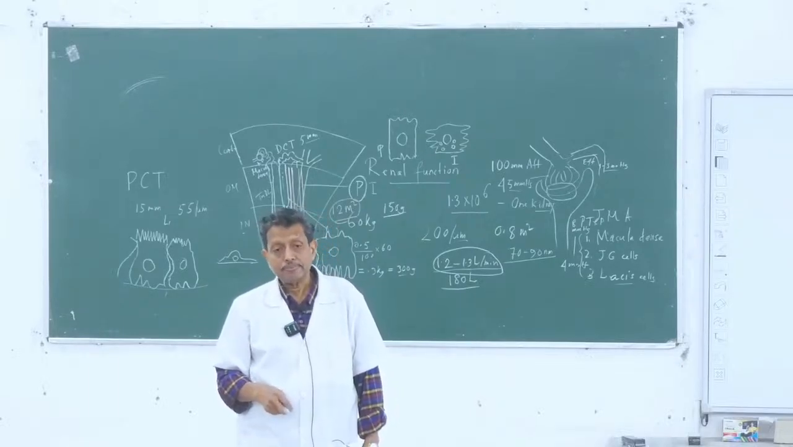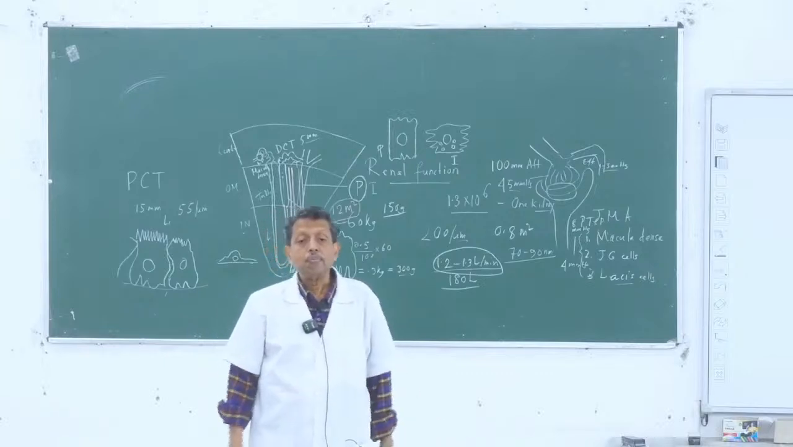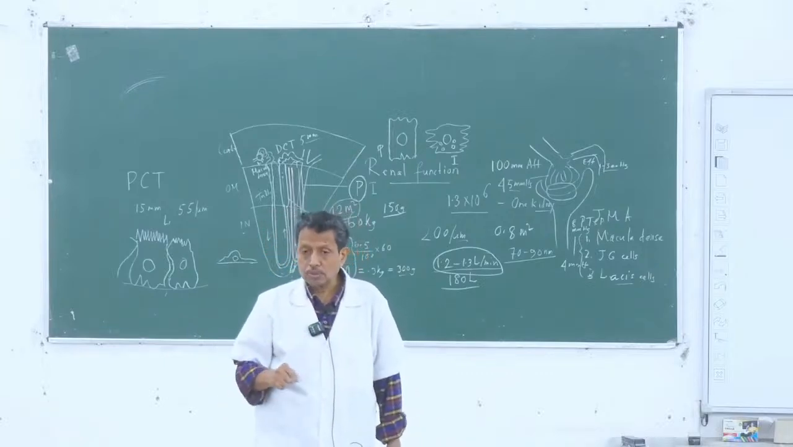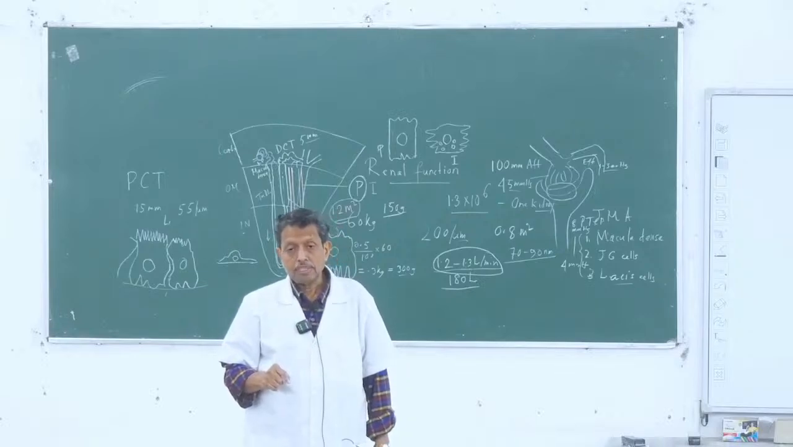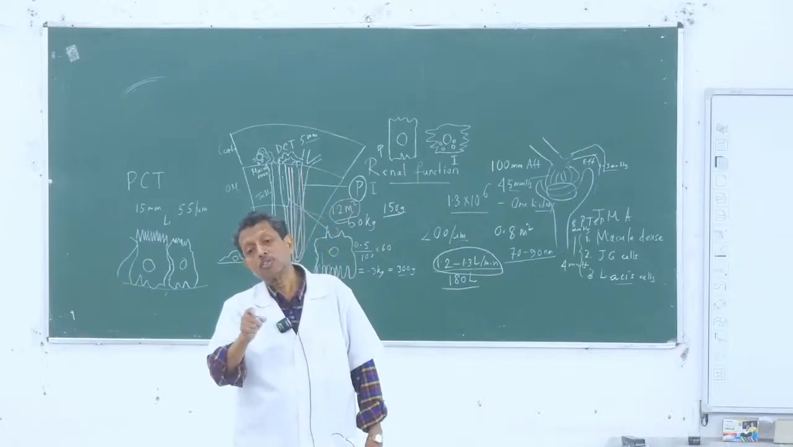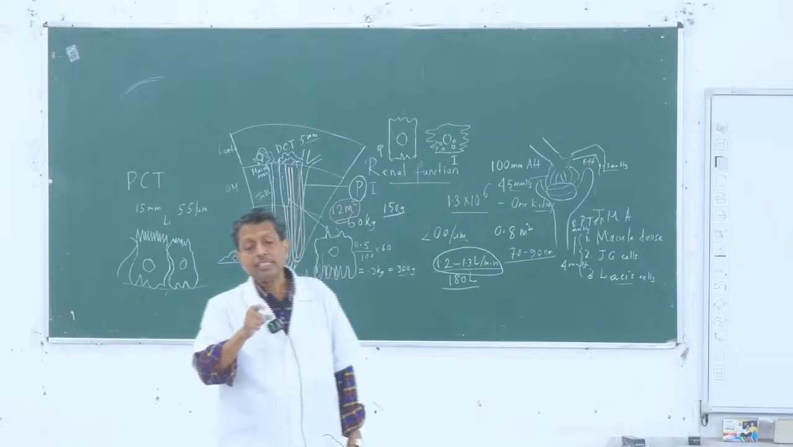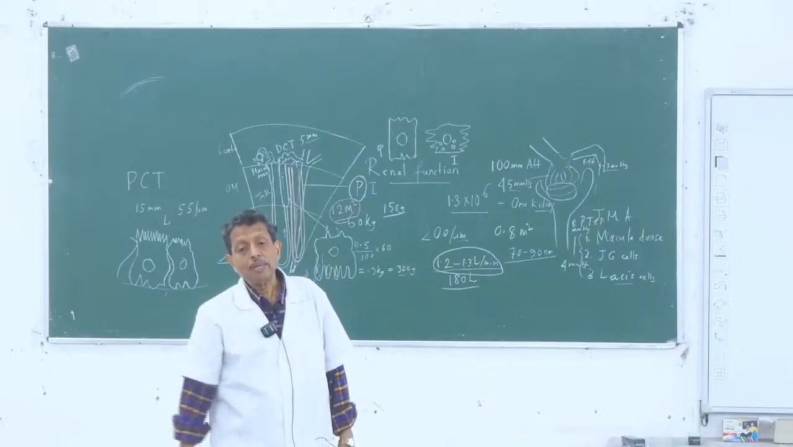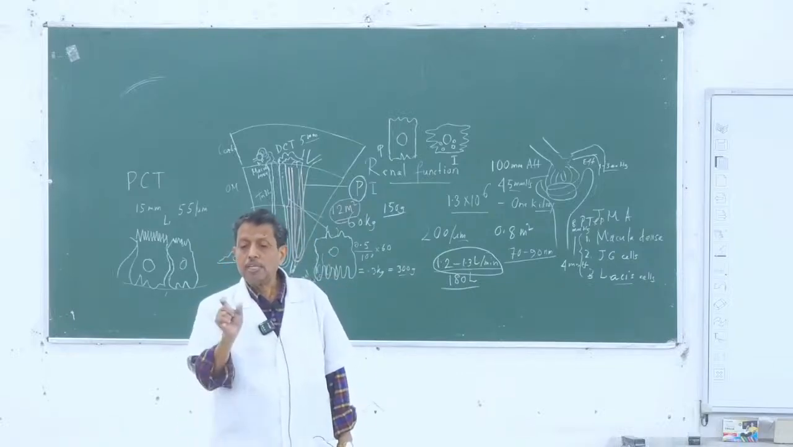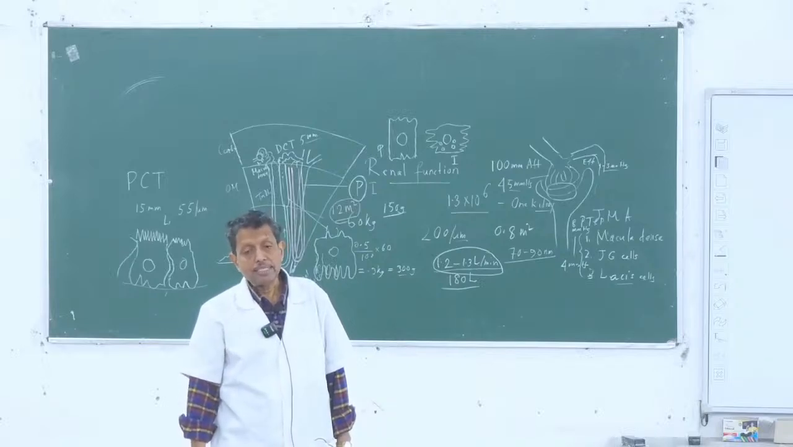Lymphatics carry the remainder. Here filtration is more important than reabsorption, but reabsorption is also required, ultimately to maintain homeostasis. So there is a filtration bed of 0.8 meter square, where there is a huge amount of filtration of fluid along with small molecules.